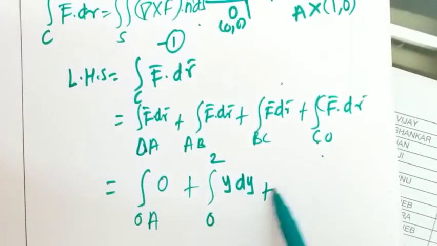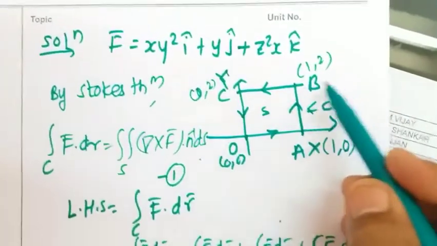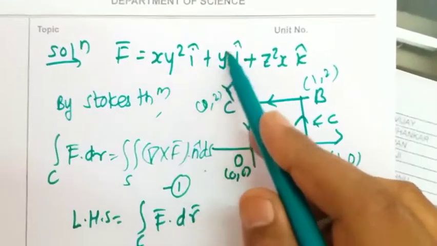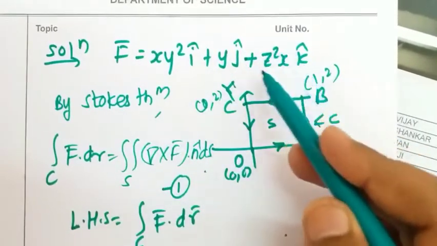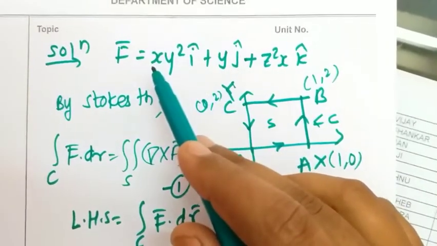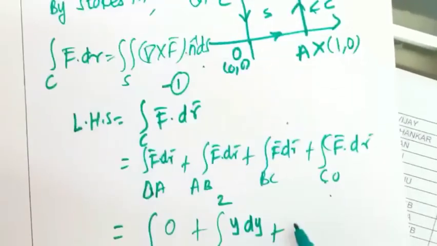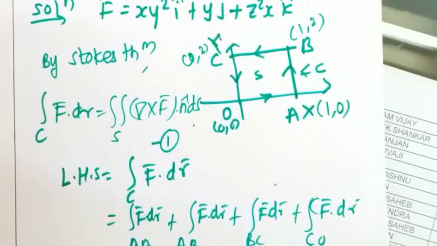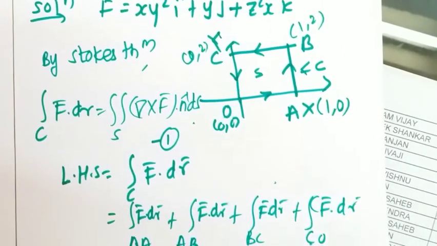Third path, B to C. Over B to C, y is constant, so dy will be 0. If dy is 0, this term will vanish. z is 0, therefore this term is already vanished. y is 2, so 2 square is 4. So 4x dx will remain over this path, and the limits of x are changing from 1 to 0.